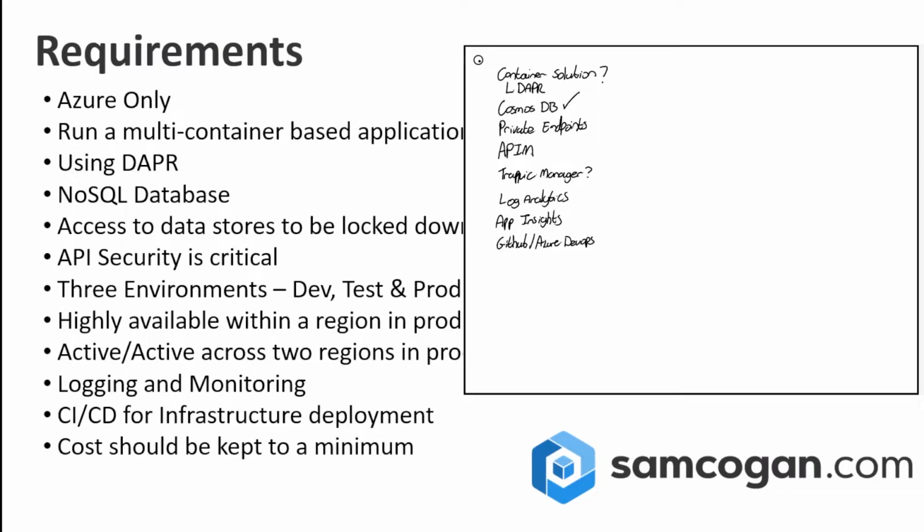And then costs should be kept to a minimum. Okay, so we're going to have to think about the resources we deploy and the SKU of those resources. So what's going to be driving the costs here? It's probably going to be the container solution. That's our compute resources, so that's going to be a fairly significant resource. The database could be. There are options we can look at for tuning that.